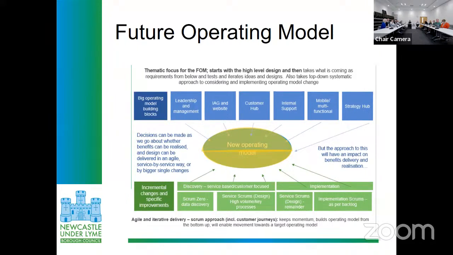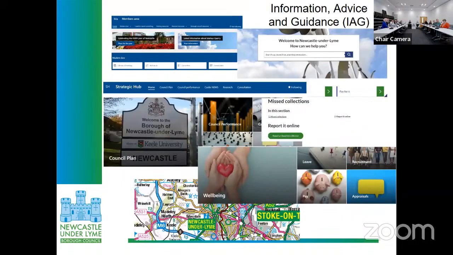We've seen huge changes to the website and the ability for people to self-serve both internally and externally, and we're continuing to review our leadership and management skills. So those big blue ones are well underway, and the green boxes at the bottom are individual services working together. So the staff are involved in identifying which customer journeys are theirs, which processes cause them and their customers the most difficulty, and how they can make those changes. So again, you can see we've done all of this work around the information, advice and guidance, new website, new intranet, people can report things easier, and that will continue to develop as we go through the programme.